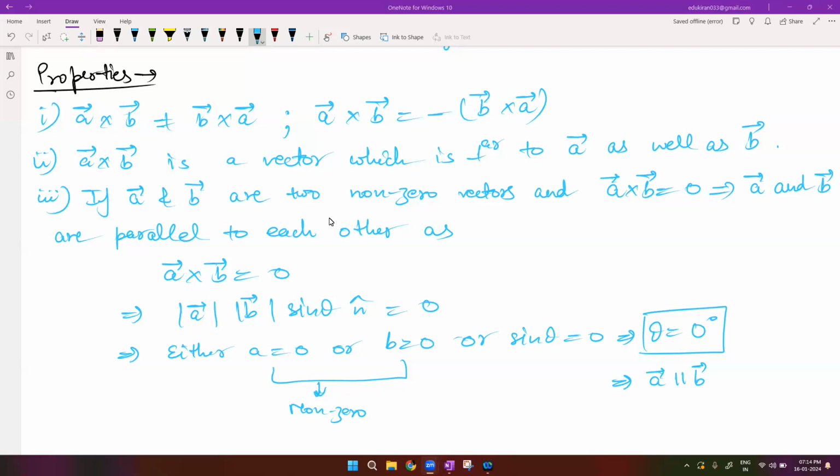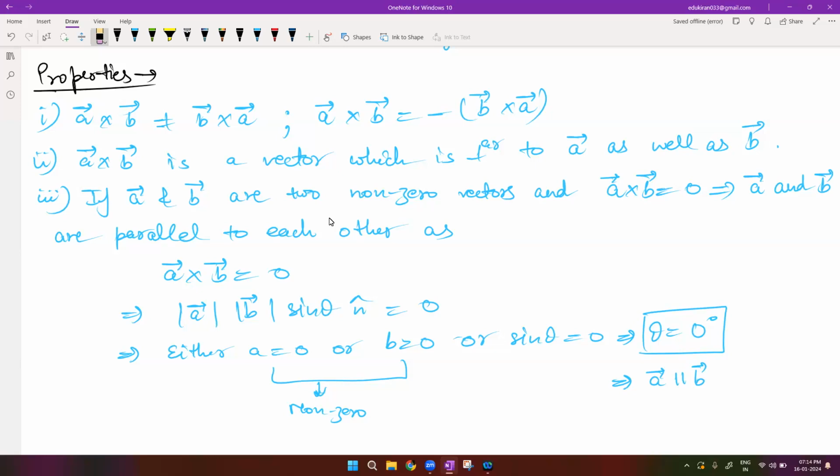A into B into sine theta into n cap is 0. It means n cap is not 0, obviously, that is a unit vector. So either A has to be 0 or B has to be 0 or sine theta has to be 0. But we already stated that these two vectors are non-zero. Hence, sine theta has to be 0.